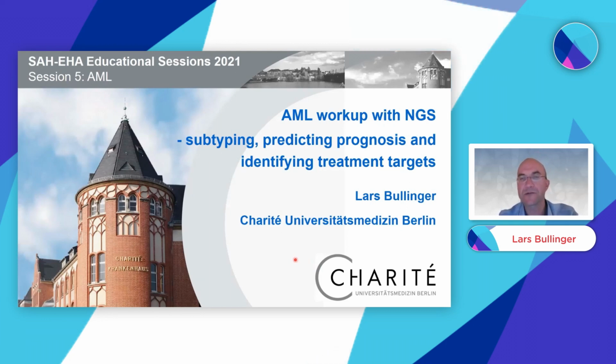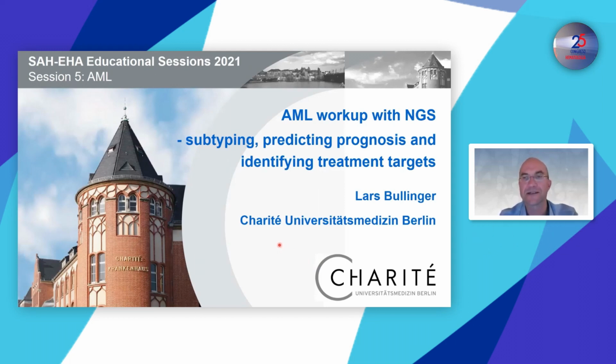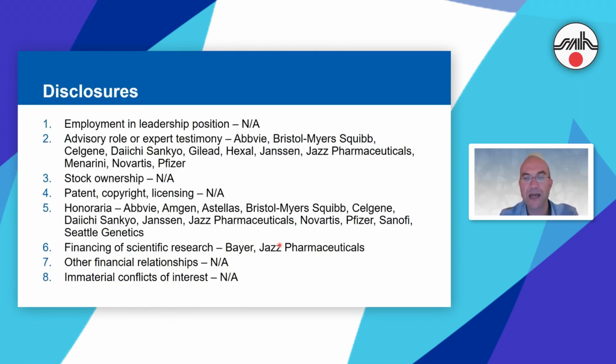And I'm very happy to talk to you today on AML workup, especially with regard to subtyping, predicting diagnosis, and identifying treatment targets. My name is Lars Bullinger, and I'm a hematologist-oncologist by training, and I work at the Charité Universitätsmedizin in Berlin, Germany. And I regret that I was not able to come to your beautiful country in person, as I really would have loved to visit Buenos Aires one day, but hopefully there will be options in the future. But now I think we have to start with a talk, and I'm really happy to be able to talk to you today about the diagnostic workup of AML.